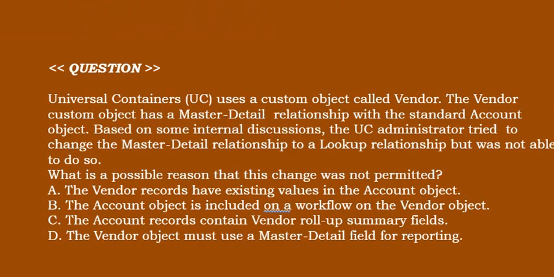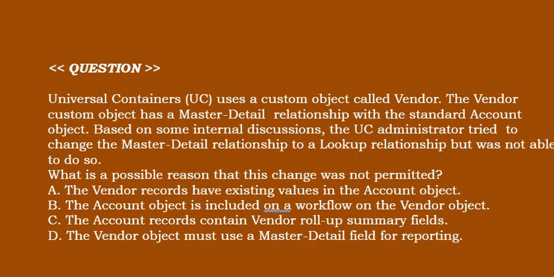Next question is Universal Containers (UC) uses a custom object called Vendor. The Vendor custom object has a master-detail relationship with the standard Account object. Based on some internal discussions, the UC administrator tried to change the master-detail relationship to a lookup relationship but was not able to do so. What is a possible reason that this change was not permitted?